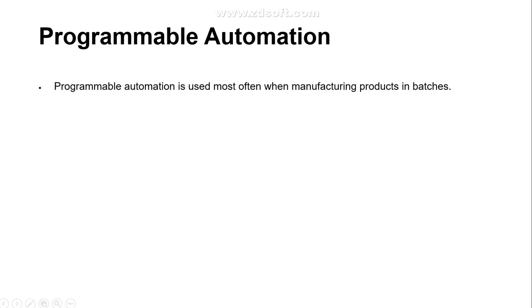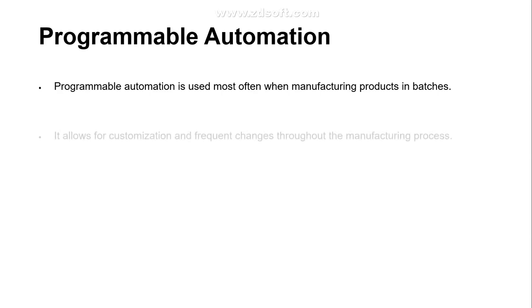Programmable automation. As we say, programmable automation is a system which is designed using computer languages. Yes, we have analogs, binary systems, programming like software. Using all such software, the manufacturing systems are maintained or automated in order to help with the production system. This is used most often when manufacturing products in batches.